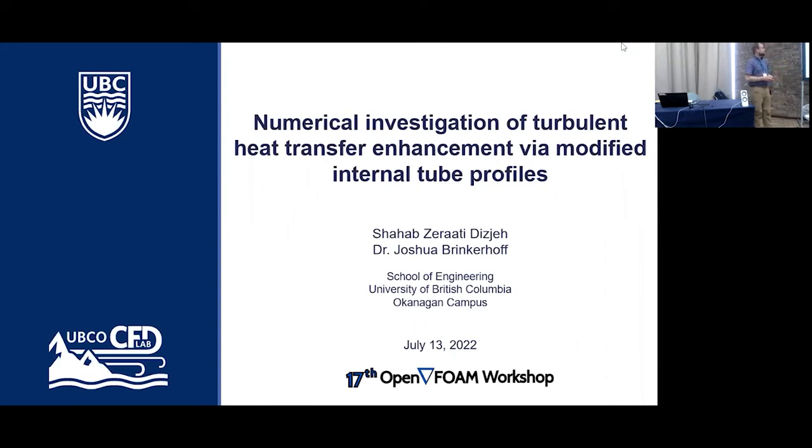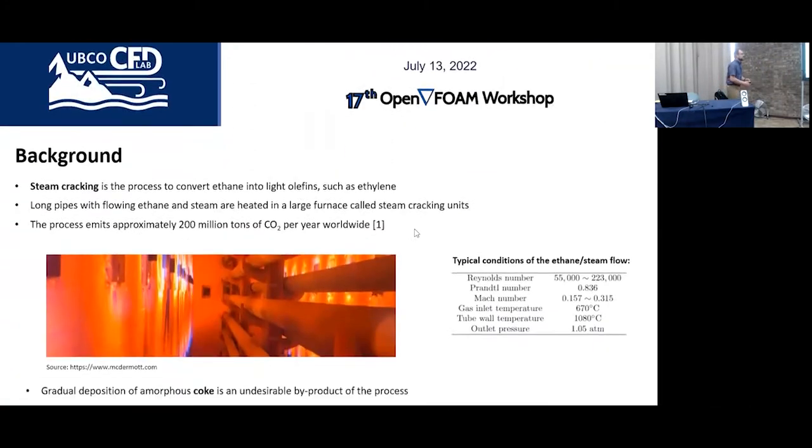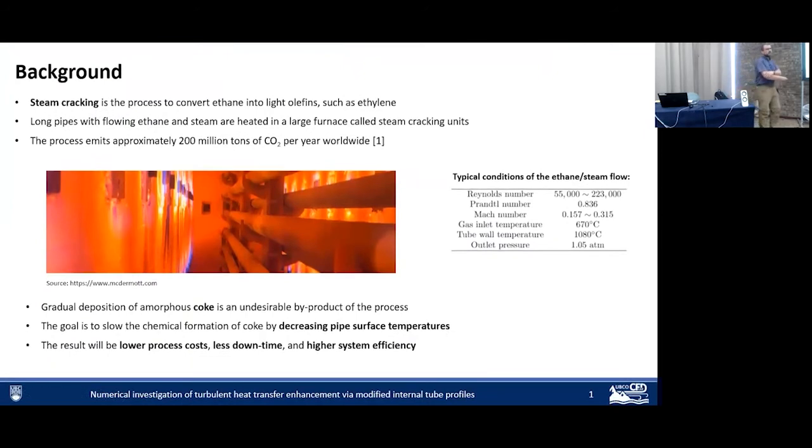heat transfer. The motivation for this work is the steam cracking process in ethylene production. Steam cracking is a chemical process used to convert ethane into light olefins, including ethylene. The process involves putting ethane gas and steam in large tubes in a large furnace. The furnace heats up the tubes from the outside, and the chemical reaction occurs for the steam cracking process.